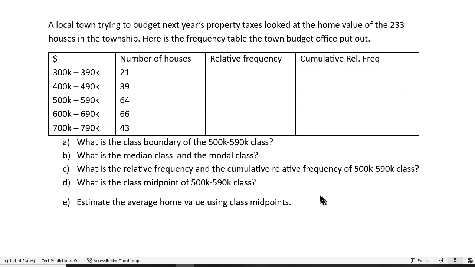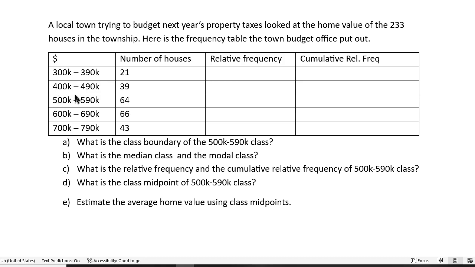A local town trying to budget next year's property taxes looked at the home value of the 233 houses in the township. Here's the frequency table the town budget office put out. So you have the housing price from $300,000 way up till $790,000, and these are the number of houses that fall into that class. First question is, what is the class boundary of the 500K through 590K class?